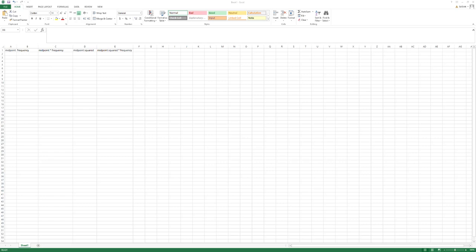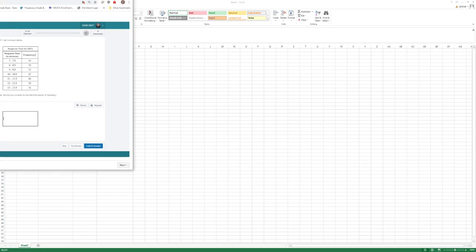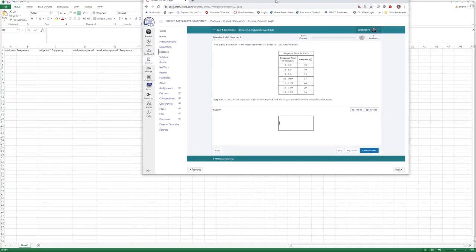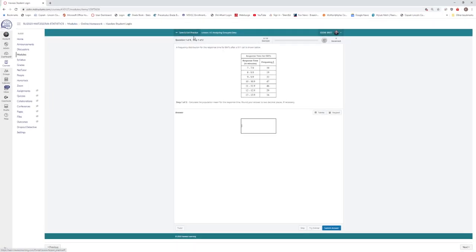I'm going to show you something that you can do in Excel to speed it up just a little bit. It doesn't speed it up that much, but it helps me to write all of these things down in columns so that I'll have all the information that I need. So here's a problem from the homework. This is in the practice, of course, and it says find the population mean.